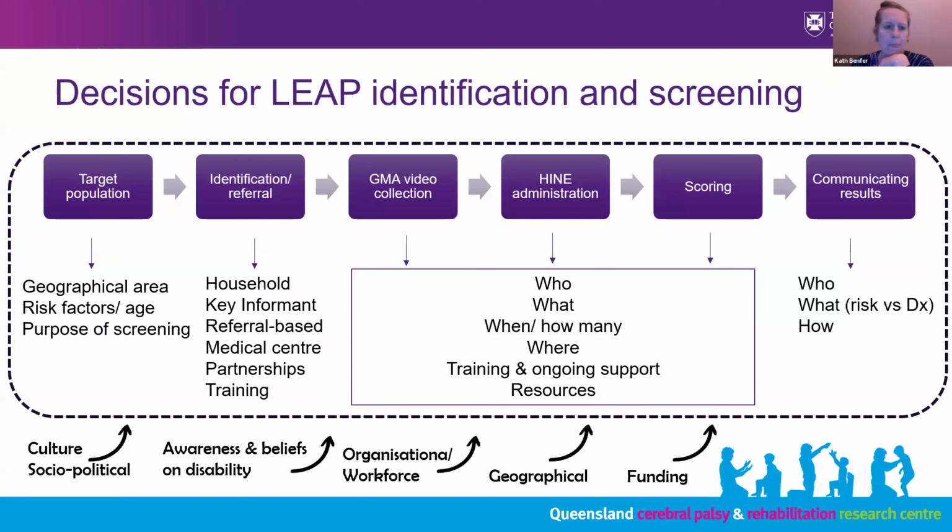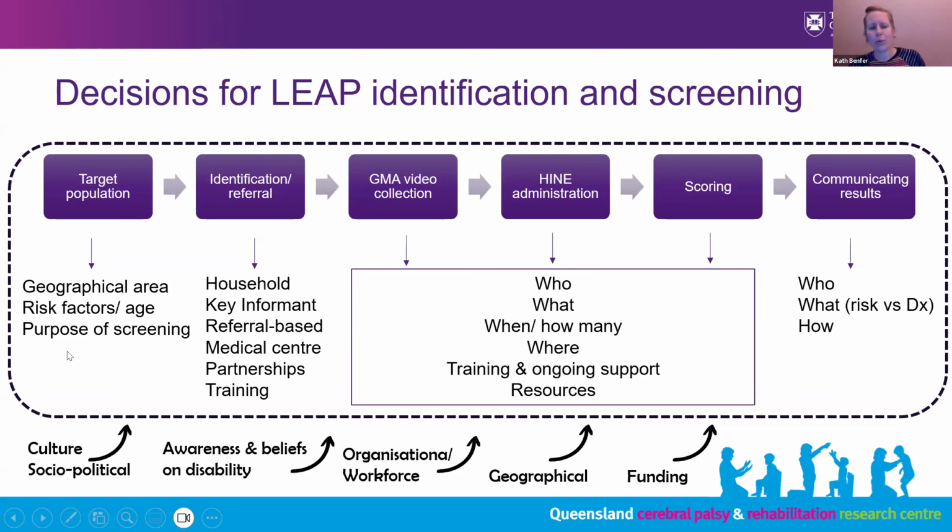A few, I won't go through it in huge detail, but starting at the beginning at the target population. So whether you're looking at a specific geographical area that your organisation services, if there's a specific profile of risk, so if you want it to be a general disability program or one targeted more towards cerebral palsy or neurodevelopment, that's going to be different with how you identify them, how you screen them, and which babies you're selecting, and of course the age and the purpose of the screening.